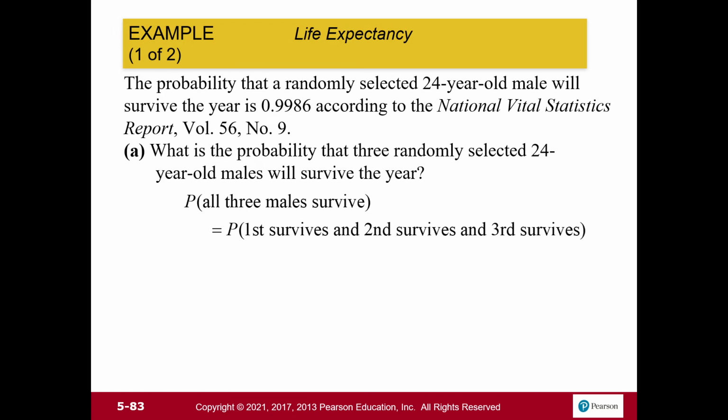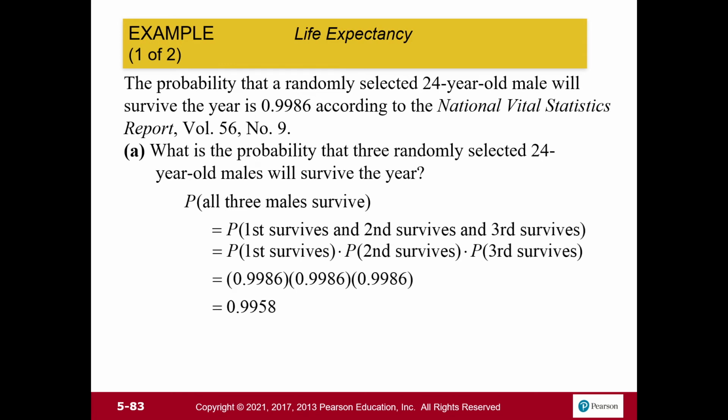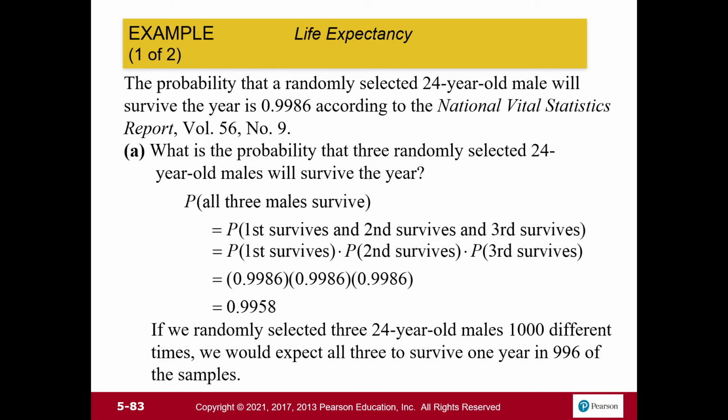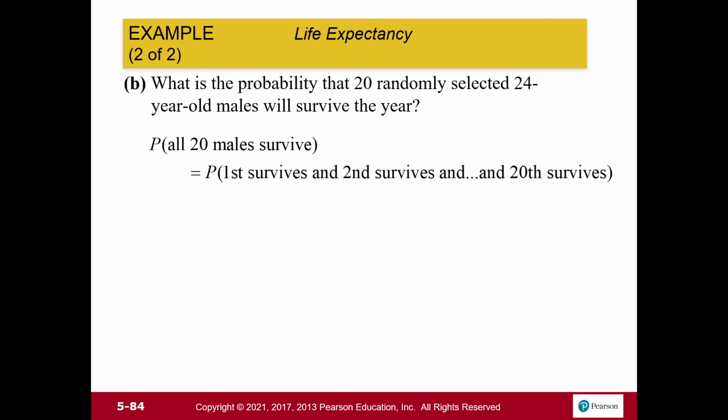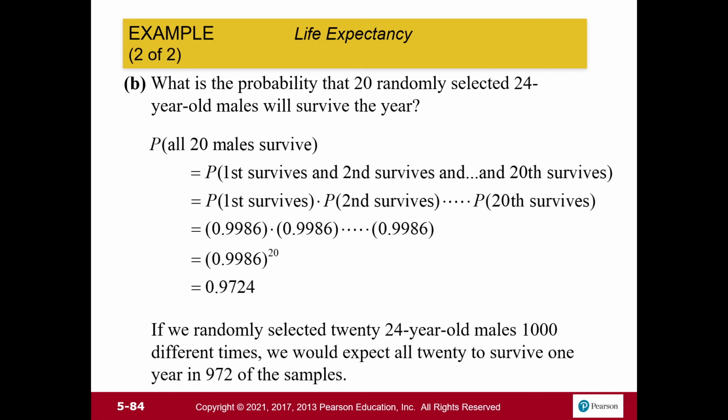We're assuming they're all independent of each other. The probability of all 3 males surviving will be this. We multiply, and it's still going to be pretty high. What is the probability that 20 randomly selected 24-year-olds will survive the year? Still a pretty great chance, 0.9724.